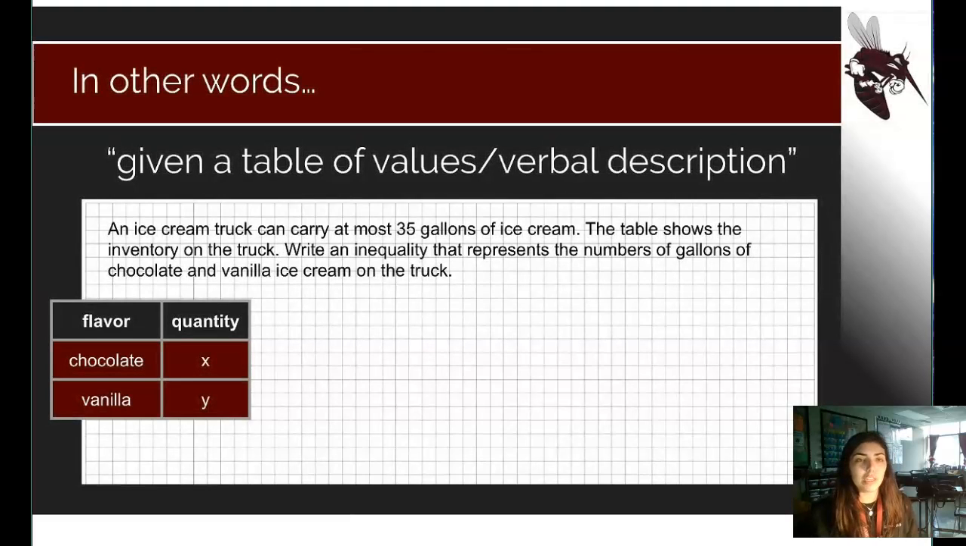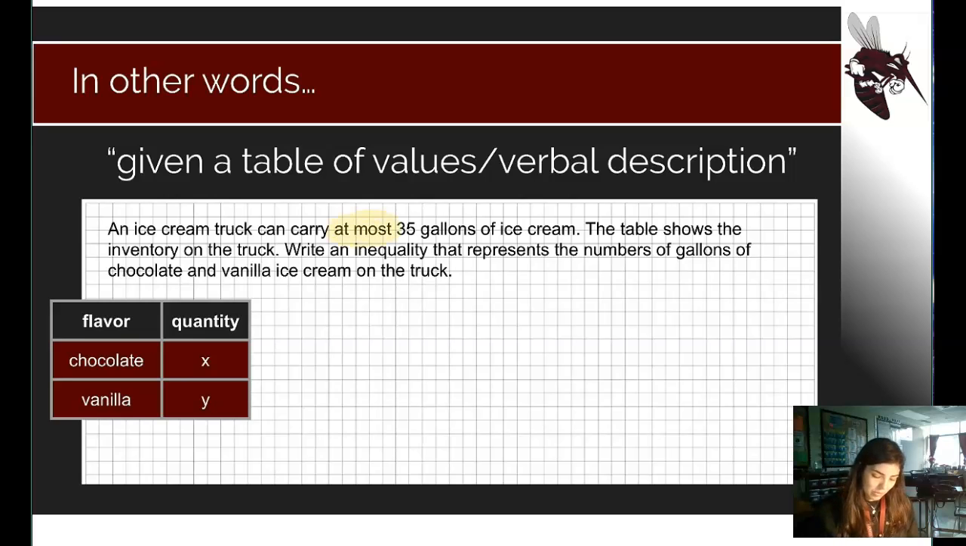An ice cream truck can carry at most 35 gallons of ice cream. The table shows the inventory on the truck. Write an inequality that represents the numbers of gallons of chocolate and vanilla ice cream that can be on the truck. Now, there are important words in here we're going to have to go over.